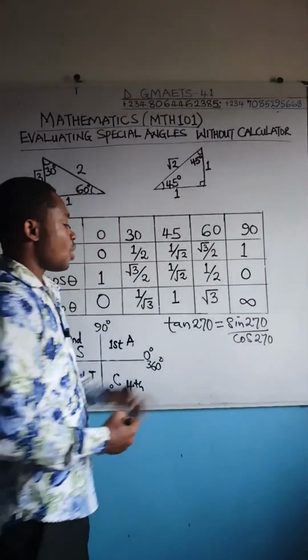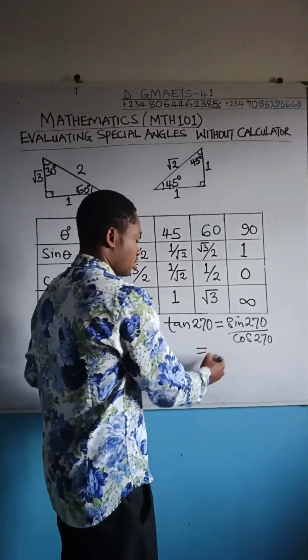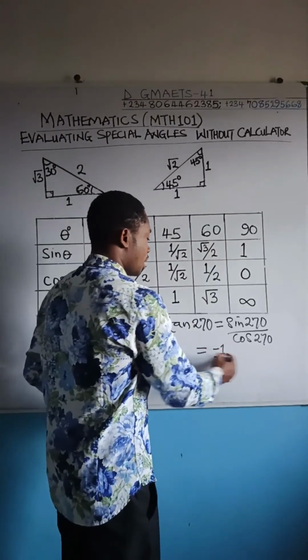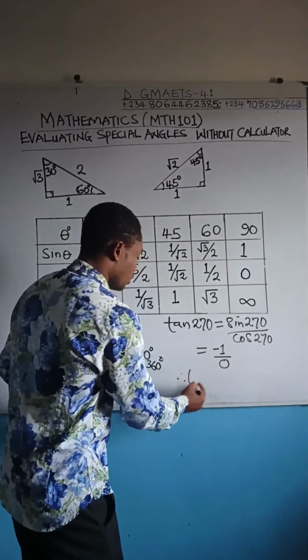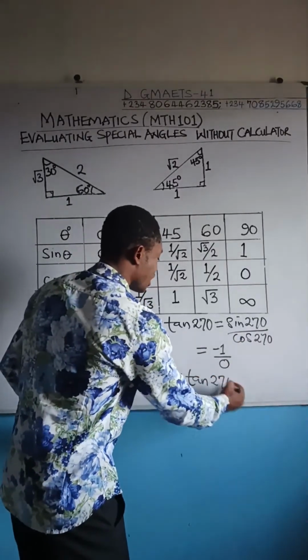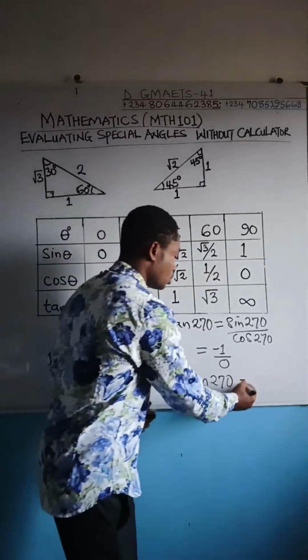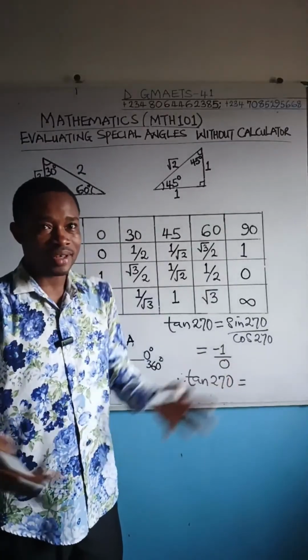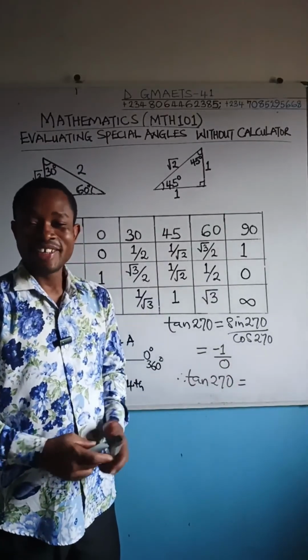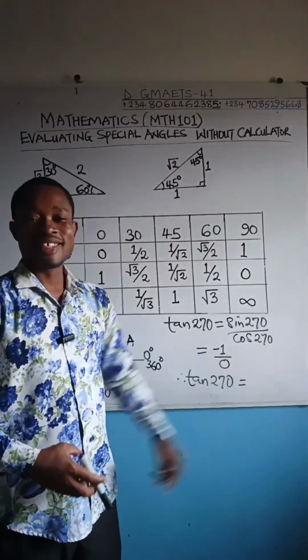All right. Now, what's the value of sine 270? Sine 270 gave us minus 1. And what's the value of cos 270? Cos 270 gave us 0. Therefore, tan 270 will be equal to minus 1 over 0. If you divide a term by 0, it doesn't really exist as a real number, so it does not exist.